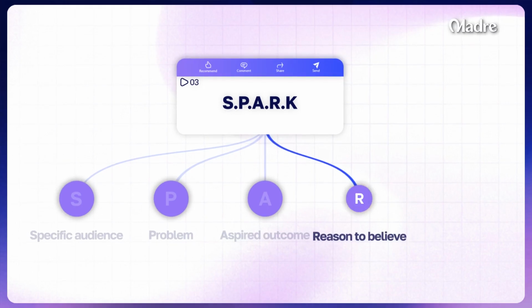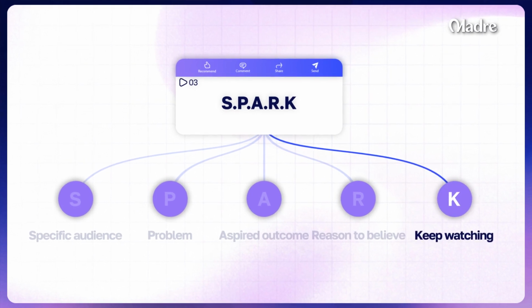We then move to R, which is your reason to believe. Why is it that they should trust you? This is basically your social proof. So tell them who you are, what you've done, and how that works. We then have K, which is keep watching. So you need to tell the audience why they should keep watching in the video.